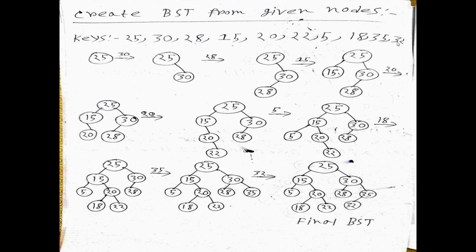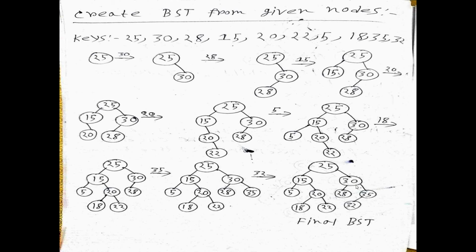Now, the last element that we insert is 32. Now, compare. 32 and 25. 32 is larger than 25. So obviously 32 goes to the right subtree. Now compare with the 30. 32 is bigger than 30. So obviously 32 is bigger, go to the right subtree of this 30.